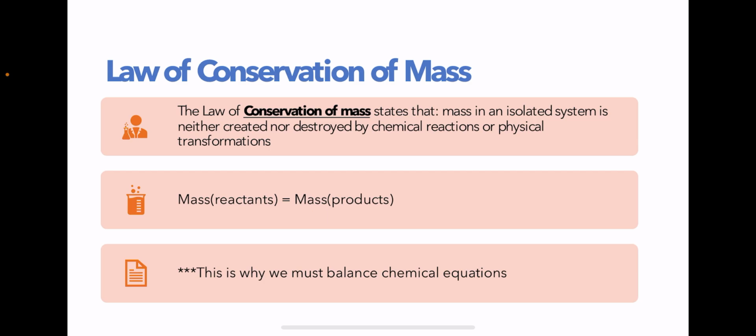So here it is for the zillionth time in your life so far. The law of conservation of mass states that mass in an isolated system is neither created nor destroyed by chemical reactions or physical transformations. So, the mass of the reactants has to equal the mass of the products. And because of that, we have to balance chemical equations to make sure that what we start with, we end with. It just rearranges.